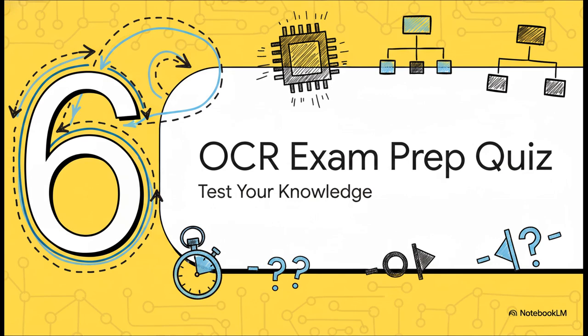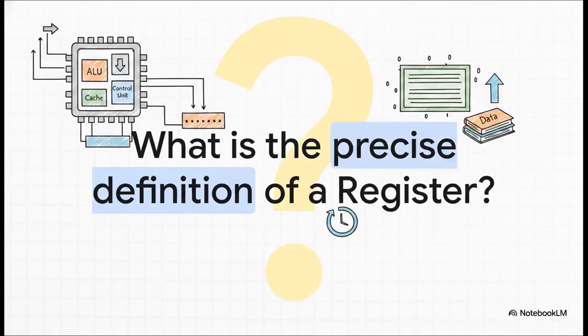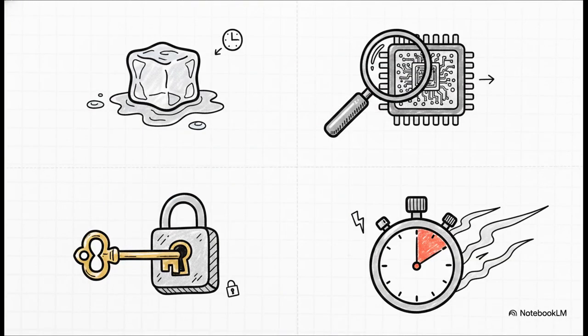All right, home stretch. Section 6, our OCR exam prep quiz. Let's kick this off with a classic 4-mark question. How do you completely precisely define a register to grab maximum points? If you want all 4 marks, you literally have to hit these exact key words. 1. Temporary storage. 2. Located within the CPU. 3. Single specific purpose. And 4. Very fast access speed. Get those 4 phrases on paper, and the marks are yours.